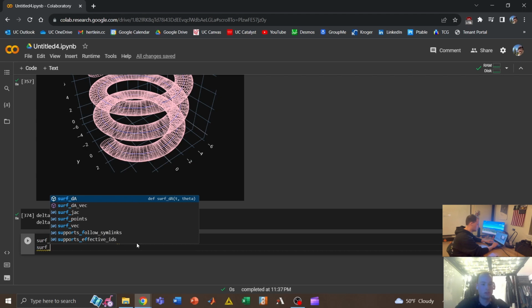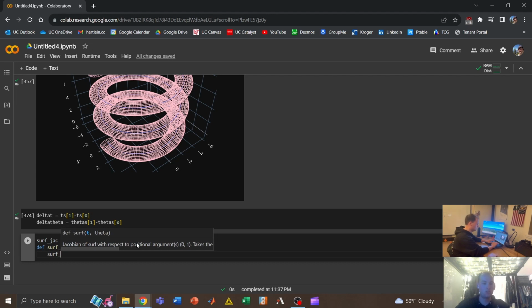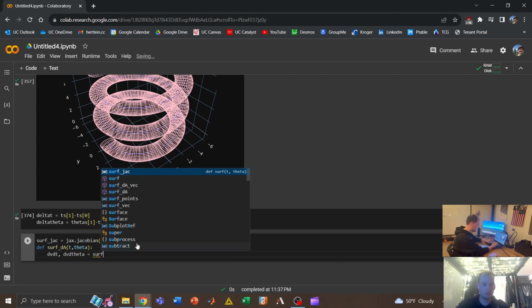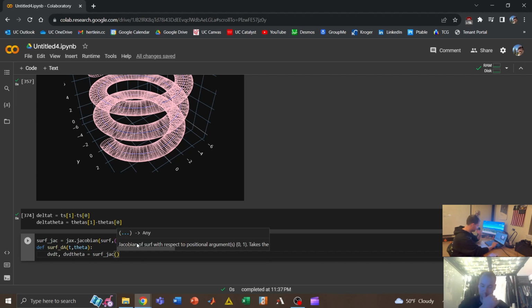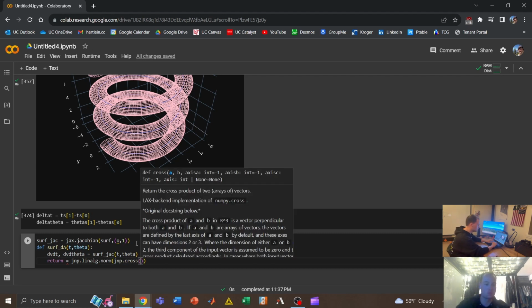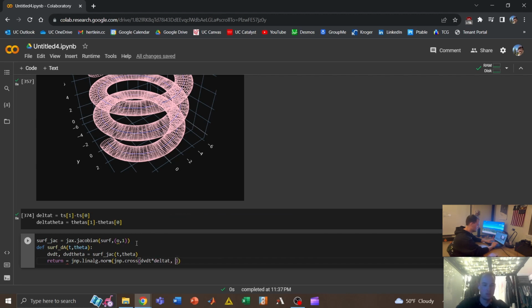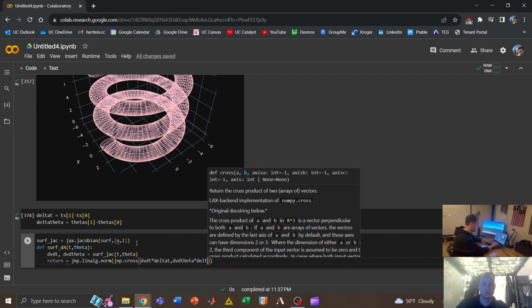We'll define a new function called surface dA, or surface differential area, with inputs as t and theta. We'll do surf jac, and we'll do a dv dt and a dv d theta equals surf jac of t and theta as well. And we will return the cross product of these, jnp.cross, to find the area of the parallelogram between those two vectors. So dv dt, just that differential change, times the length of that vector, delta t, and then dv d theta times delta theta.